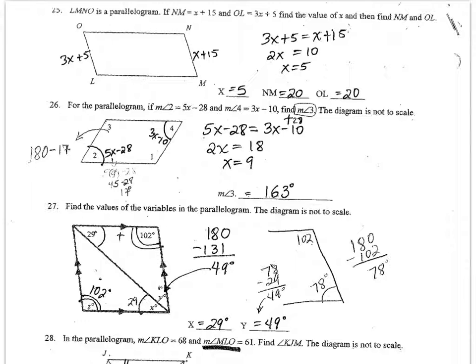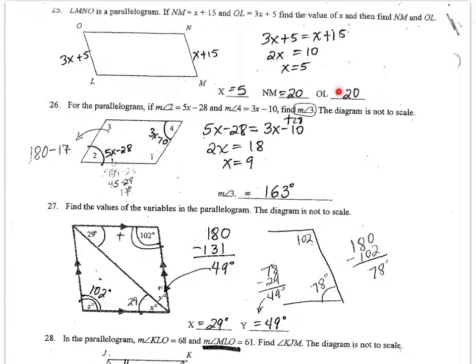Number 25. The answer is x equals 5. How do we do that? We just let the two sides equal to each other. On the picture, if there's nothing given, like here, they're saying NM is x plus 15 and OL is 3x plus 5. Put it on the picture so you can see what to do with those two. So you let them equal to each other. You combine the x's, it's 2x, subtract 5 is 10. Divided by 2 is 5. Then once you know x is equal to 5, just plug it in. 20 and 20, and that's it.